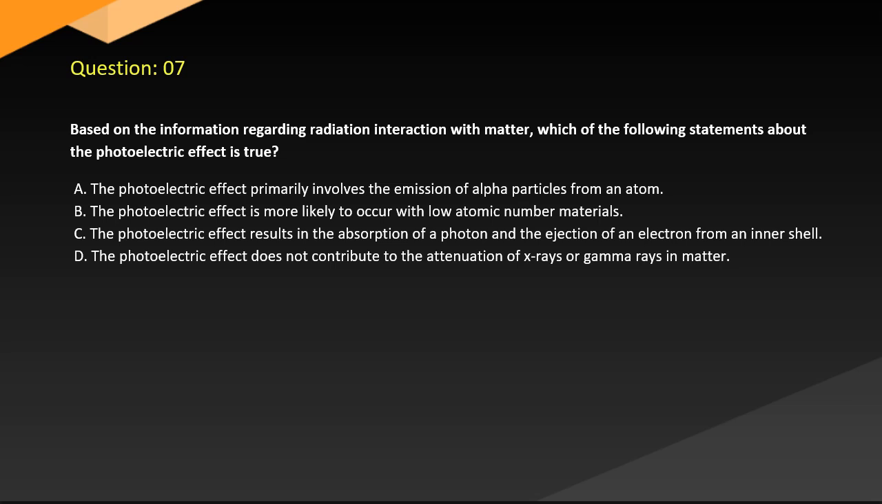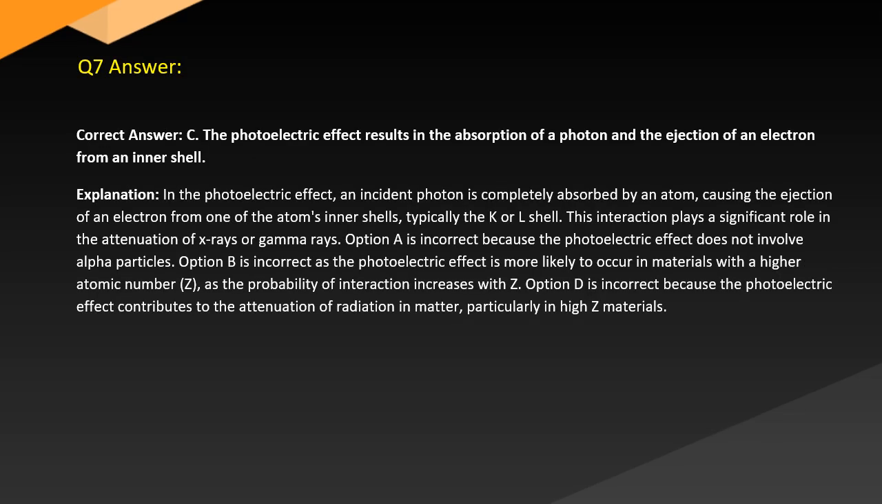Question 7. Based on the information regarding radiation interaction with matter, which of the following statements about the photoelectric effect is true? A. The photoelectric effect primarily involves the emission of alpha particles from an atom. B. The photoelectric effect is more likely to occur with low atomic number materials. C. The photoelectric effect results in the absorption of a photon and the ejection of an electron from an inner shell. D. The photoelectric effect does not contribute to the attenuation of X-rays or gamma rays in matter. Answer. Correct answer: C. The photoelectric effect results in the absorption of a photon and the ejection of an electron from an inner shell.